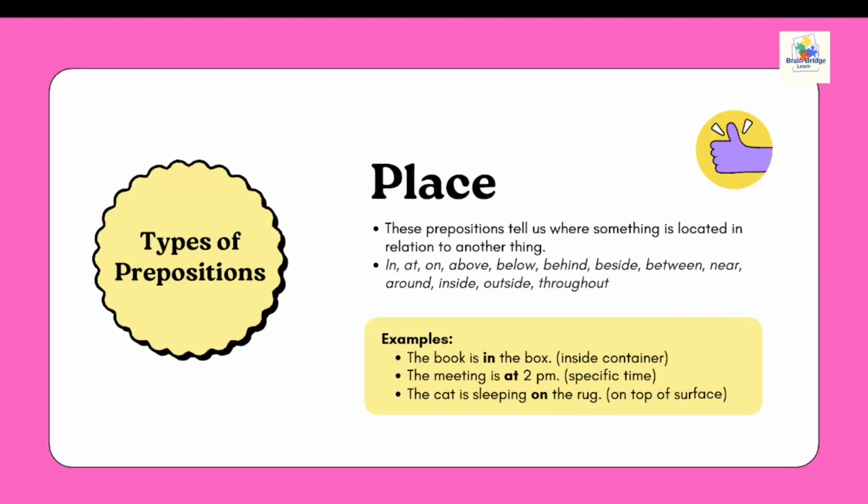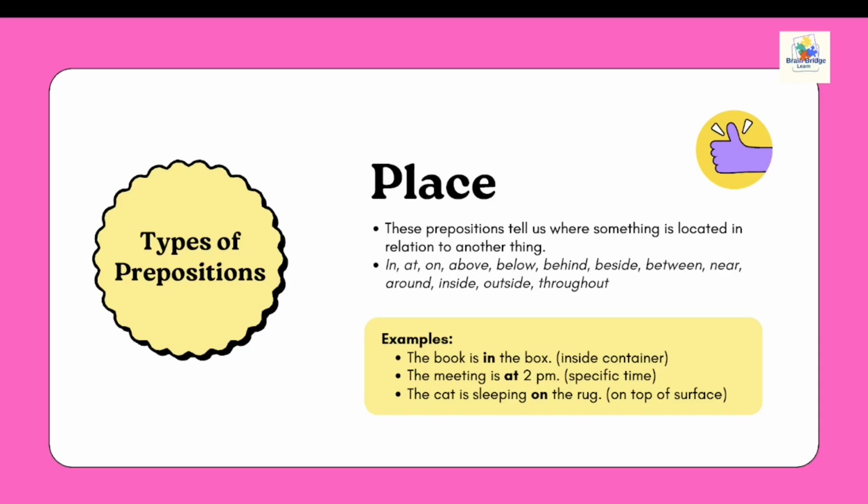So, types of preposition. Place. These prepositions tell us where something is located in relation to another thing: in, at, on, above, below, behind, beside, between, near, around, inside, outside, and throughout. Some examples are: the book is in the box. So in means the book is in a specific place. It is inside the container, inside the box.